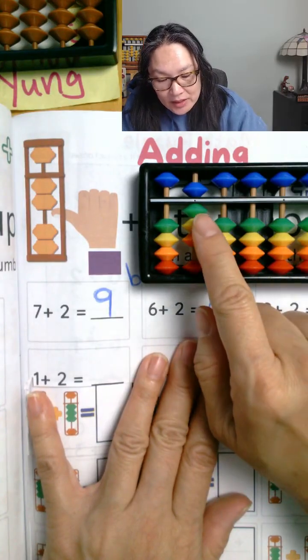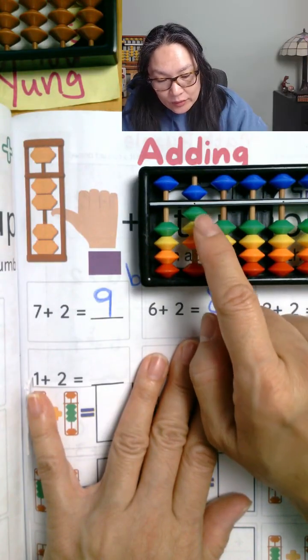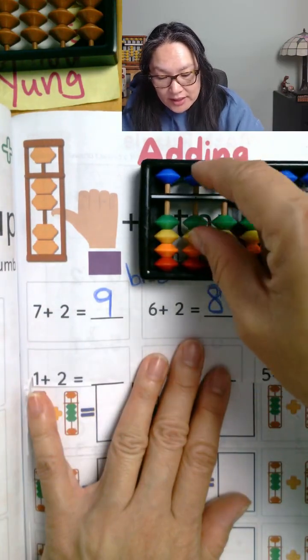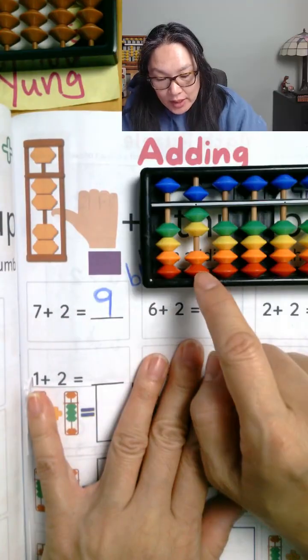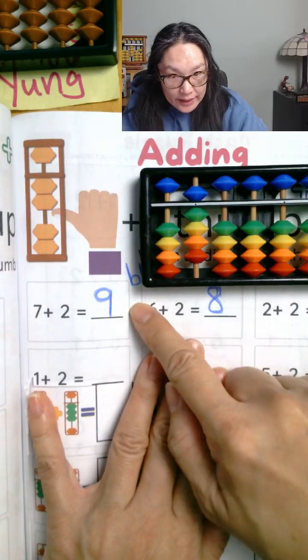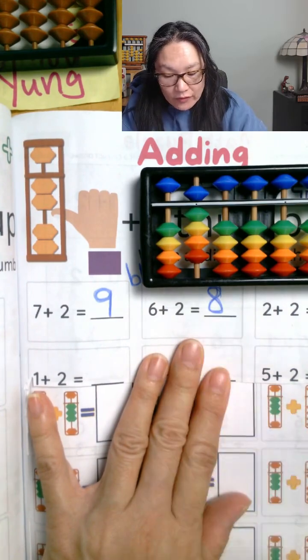So in abacus, we focus on the actual add-in, which is adding this 2. Notice here, I have another 2 here. So this is 7, and then I want to add 2. And this is what we do. So if I did this, my answer is 9. Again, we don't focus on the result. We focus on the add-in.